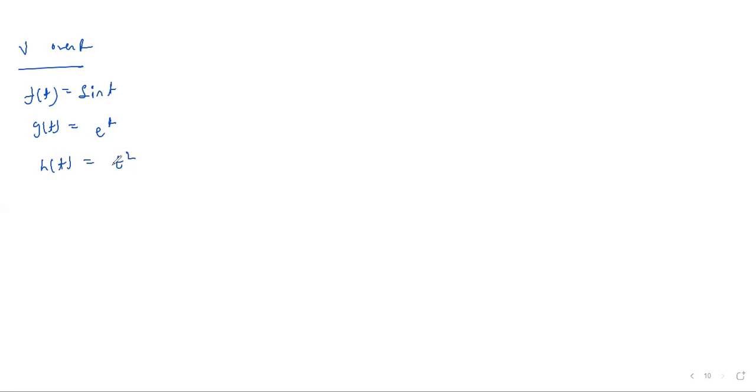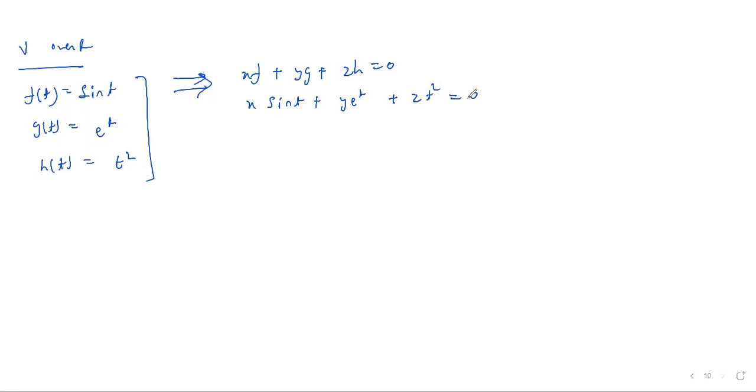Now for this I'll form the equation for checking whether this set of functions is linearly dependent or independent. Let's form the equation as xf + yg + zh = 0. Now put the values of these functions: x sin t + y e^t + z t^2 equals 0. This is the set of functions that I got.